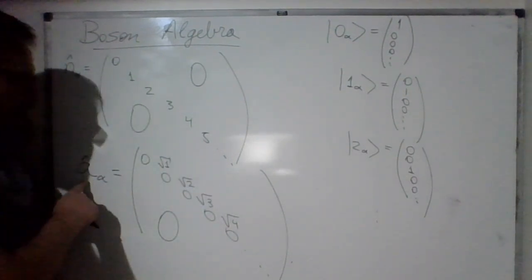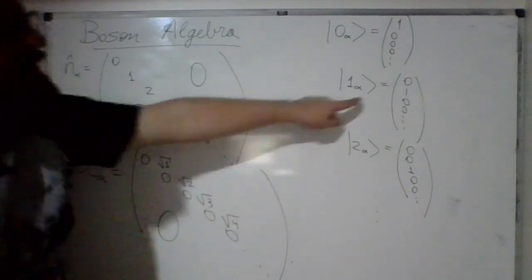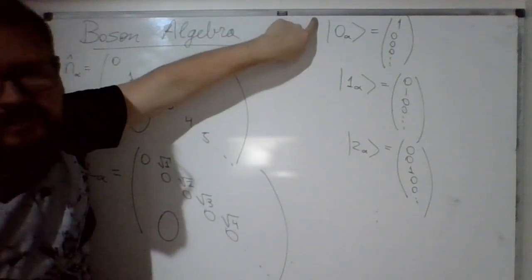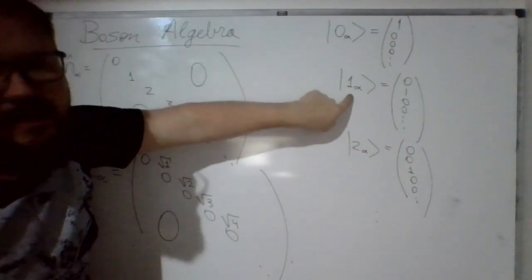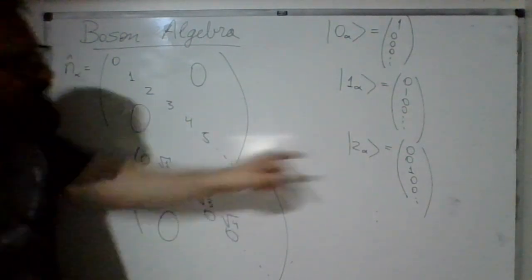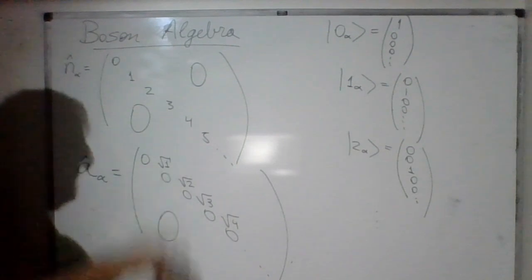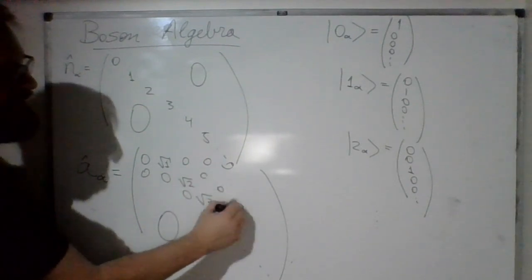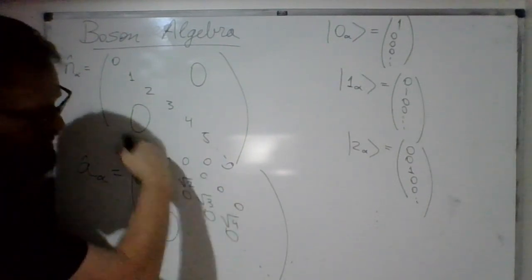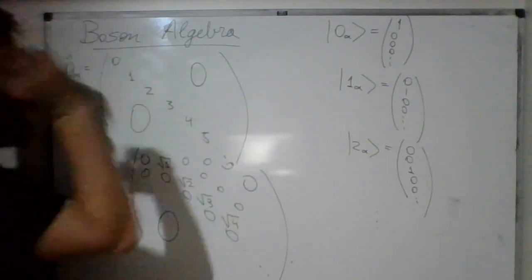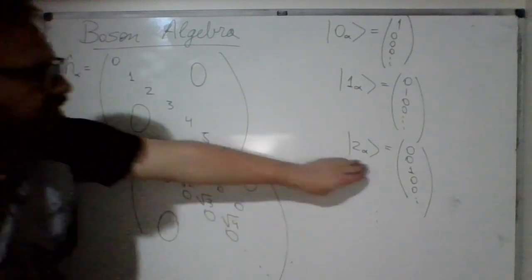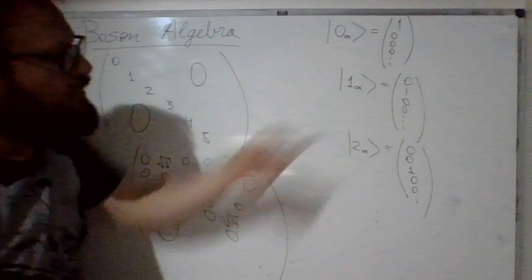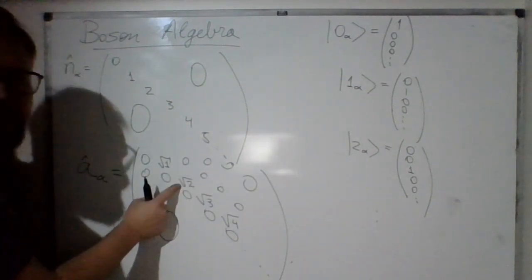So notice that when this acts on the state of one particle, it produces the vacuum state. You annihilate a particle here. You have zeros outside, above the main diagonal, and zeros otherwise. If you apply this to the state with 2 particles, you'll produce the state with 1 particle with proportionality factor the square root of 2.